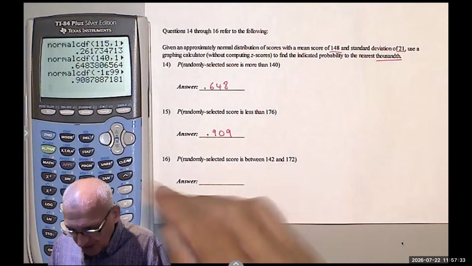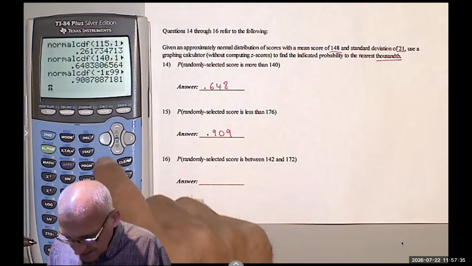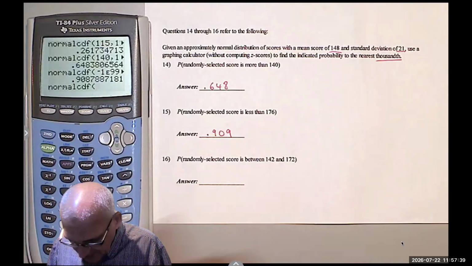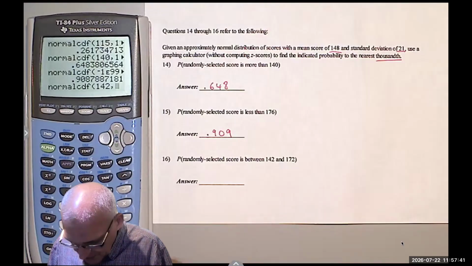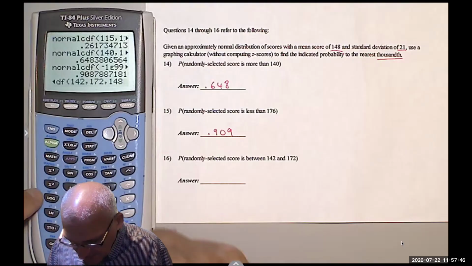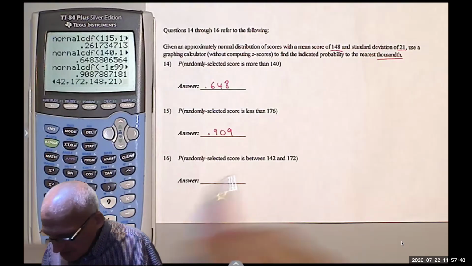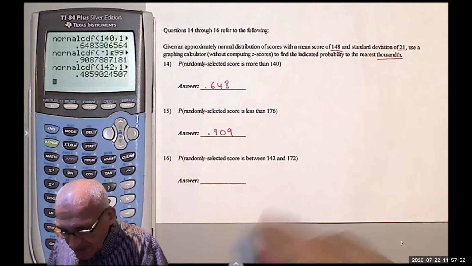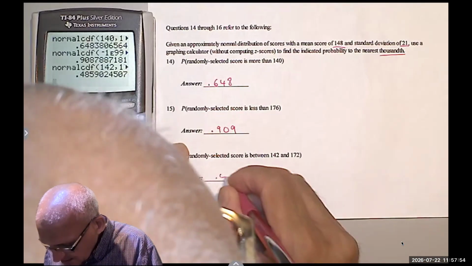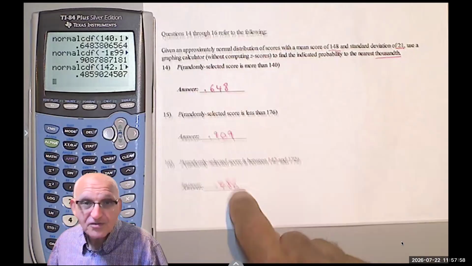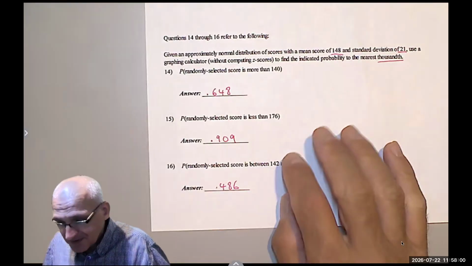Between 142 and 172, so okay, let's do it. Lower limit is 142, upper limit is 172, mean is 148, standard deviation is 21, right? Did I enter the numbers correctly? 0.486. So 648 and 486 again, shuffling the numbers.